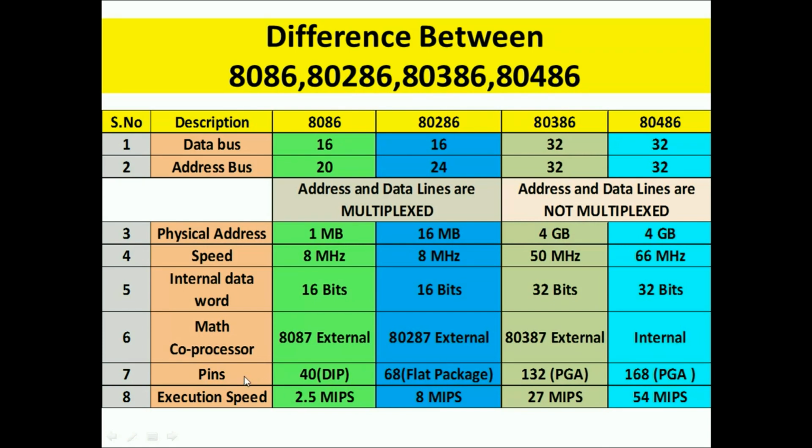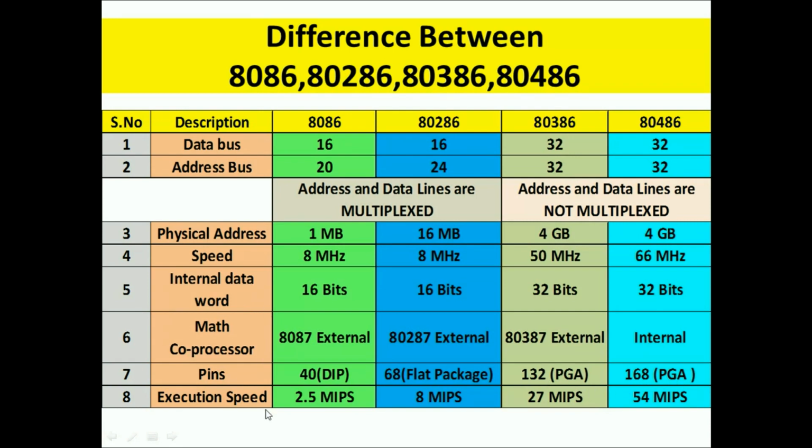And if you are looking at the pins, the 8086 microprocessor is a 40 pin DIP, nothing but dual inline package, and the 286 is a 68 pin flat package. And for 386 and 486 microprocessors it is a pin grid array package, and the number of pins for 386 is 132, and for 486 it is 168.